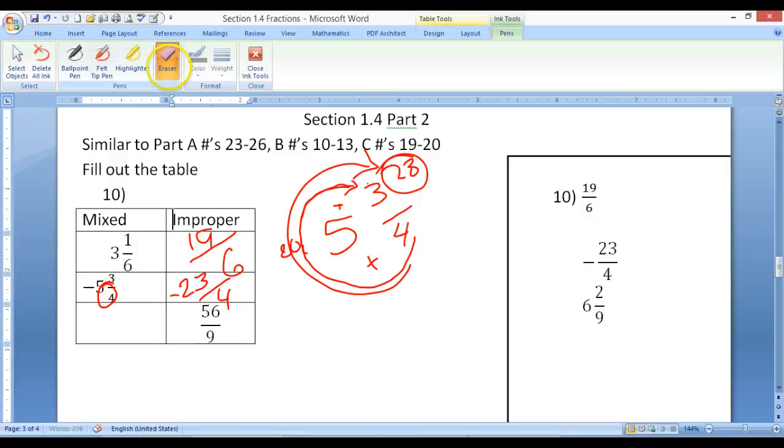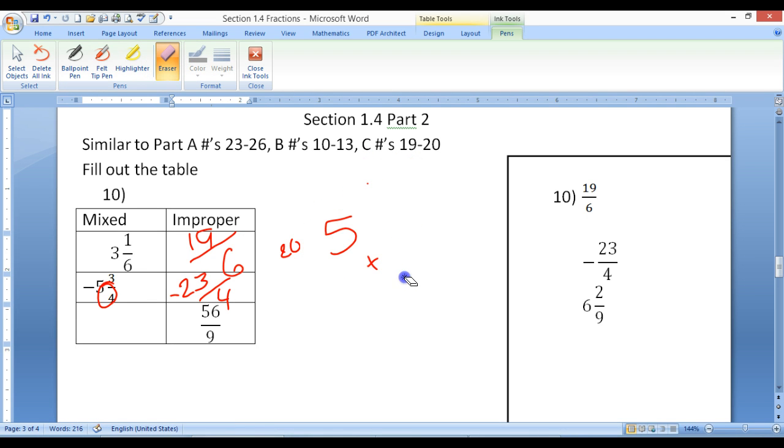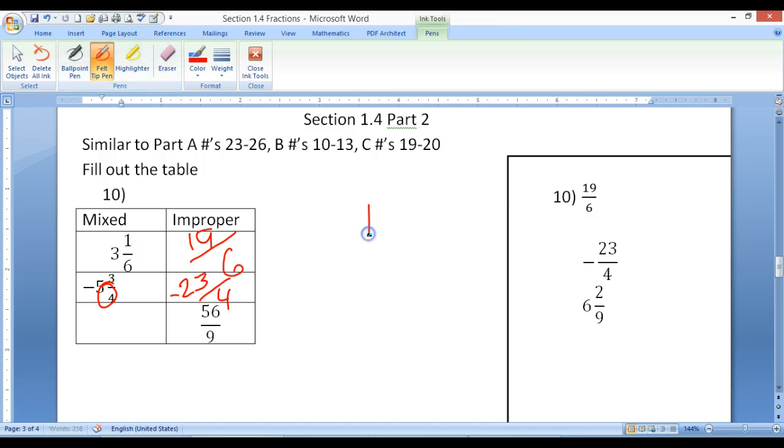Okay, the next one is going backwards from improper to mixed. In this one, you actually have to divide a little bit. So we're going to take the top number, 56, like we did in the previous section, divide it by 9. 9 goes into 56 how many full times? 9 times 6 is 54. Subtracting gives me 2 left over, so we have a remainder of 2.